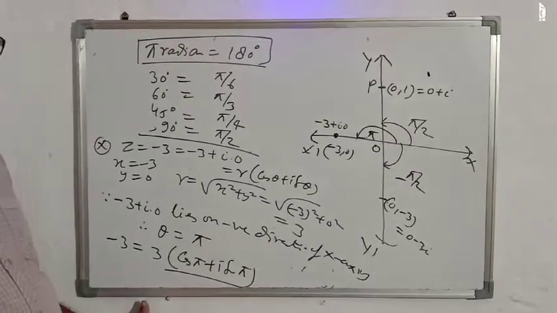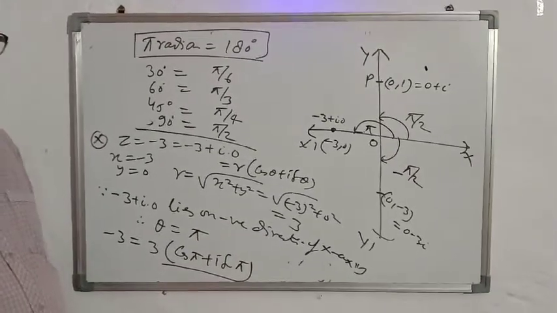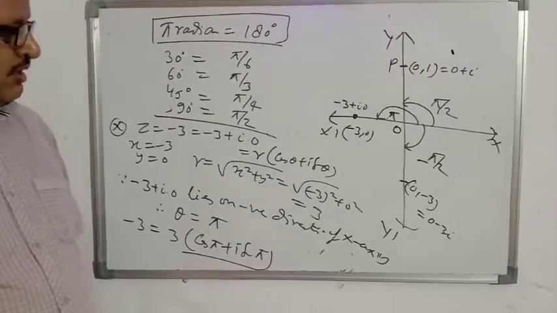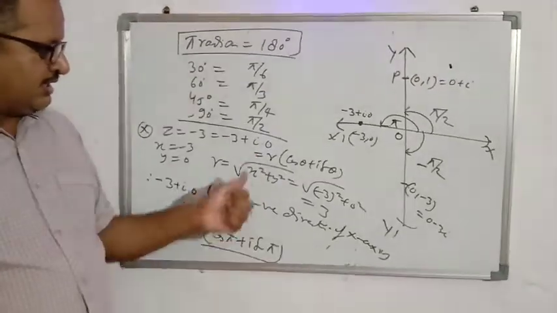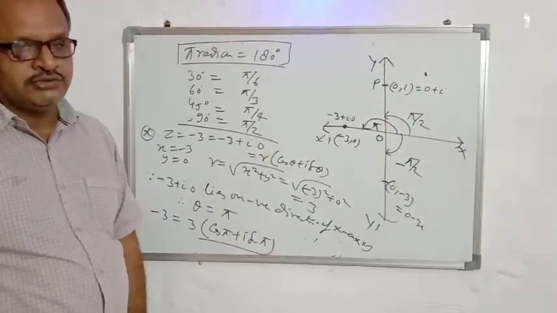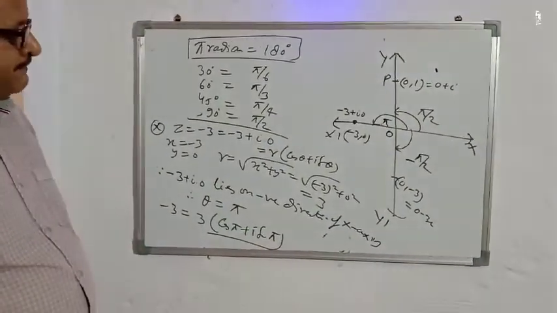So I hope that it is clear to you how we can express a given complex number x plus iy in the polar form r cos theta plus I sin theta, where r is the modulus of the complex number and theta is the amplitude of the complex number.